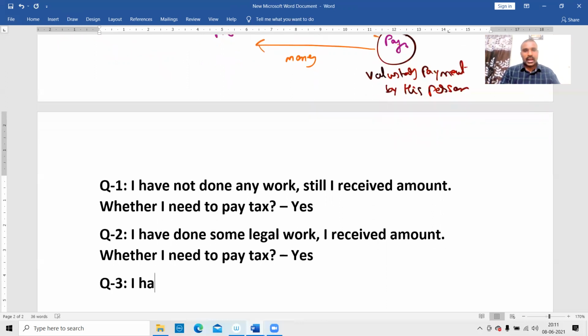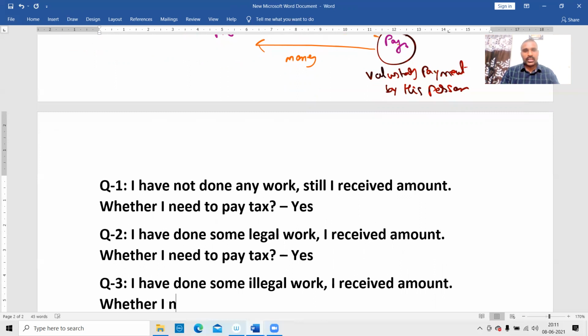Question number 3. I have done some illegal work. I received amount. Whether I need to pay tax?